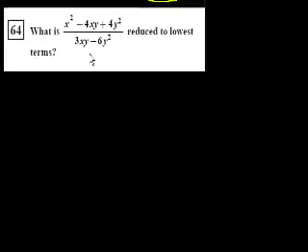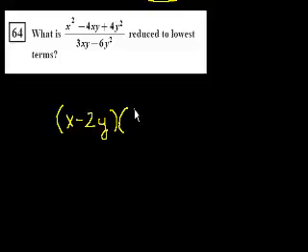All right, this is a good one. What is that thing reduced to lowest terms? Essentially what they want us to do is factor stuff out, write it as a product of factors, then cancel out the common ones. So let's see what we can do. Can we factor that top expression?